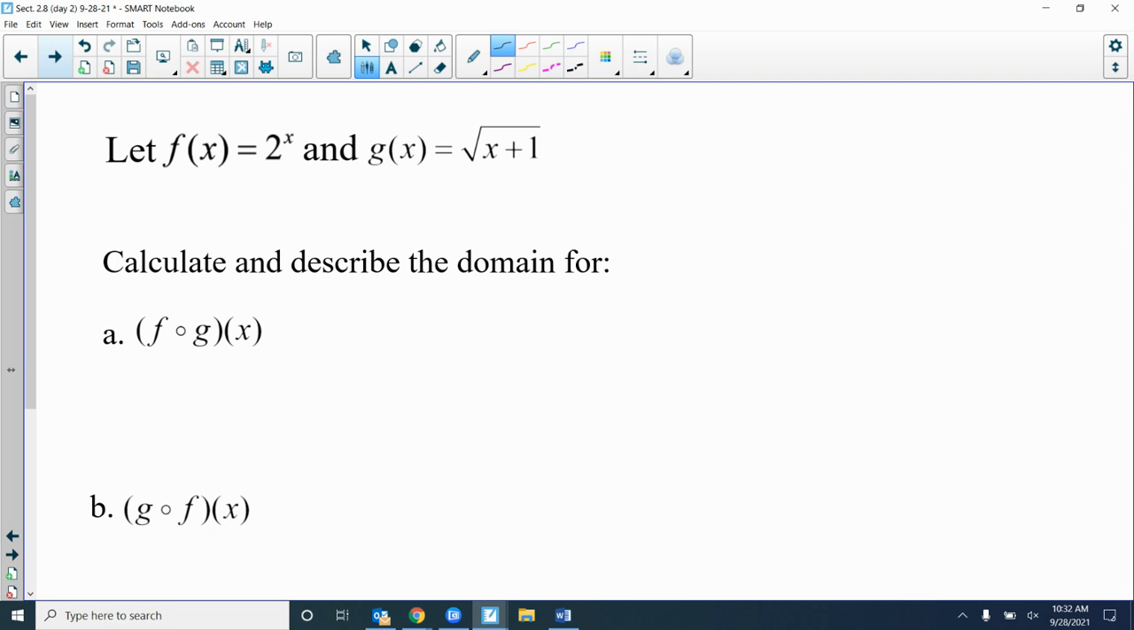Okay, number one. It's going to be f of g of x. Okay, and what's it going to look like after I replace? So it's going to be 2 to the radical x plus 1. All right, very good. That doesn't simplify. You can't do anything else. You're done. Question is, what's its domain?